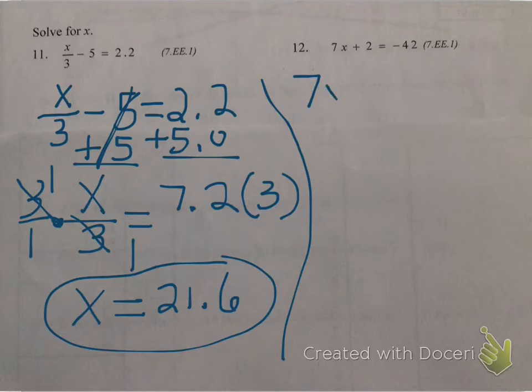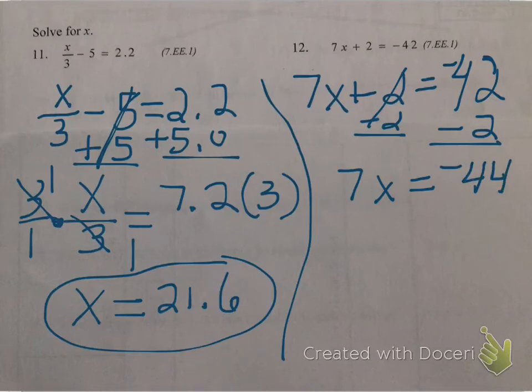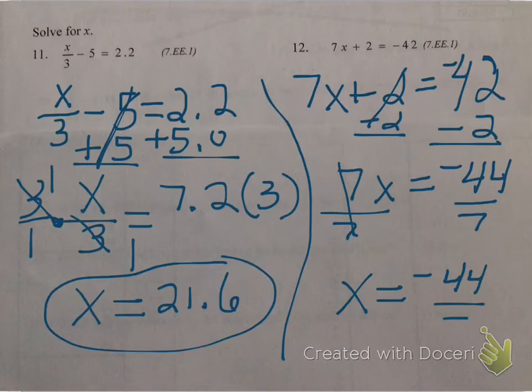Number 12, we have 7x plus 2 equals negative 42. Okay, I'm going to solve that by getting x all by itself. So I'm going to subtract 2 on both sides of the equal sign. I get 7x equals negative 44. And then I will divide by 7 on both sides. And x is going to equal, 44 does not divide evenly by 7, so we can just leave it as a simplified improper fraction, and it actually is simplified, so negative 44 over 7 for that one.